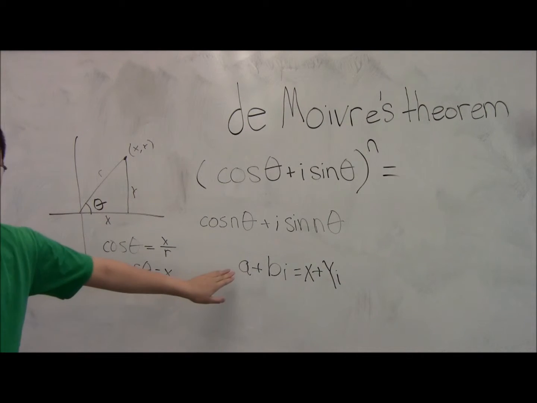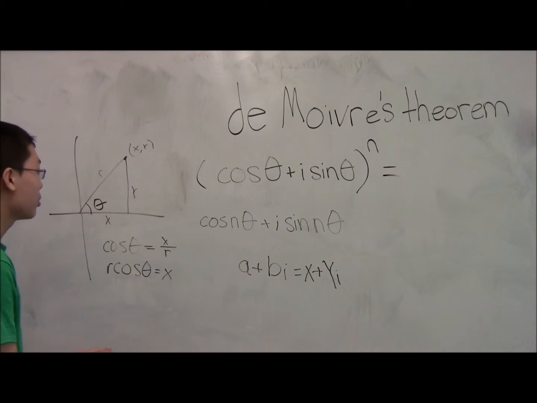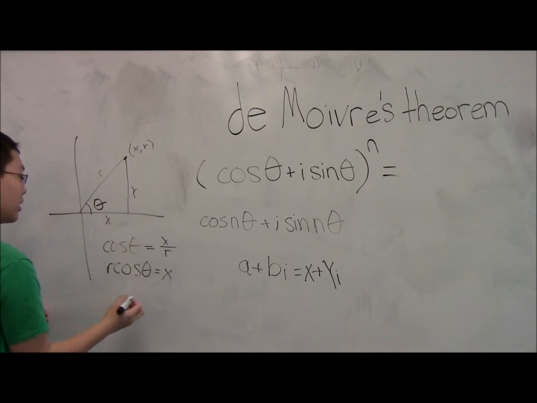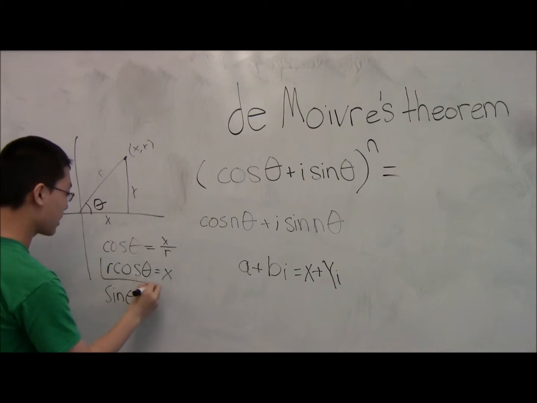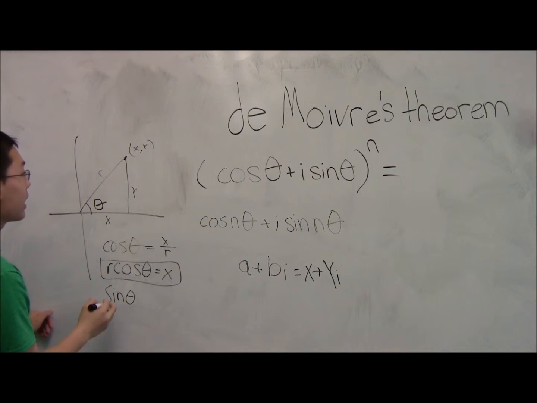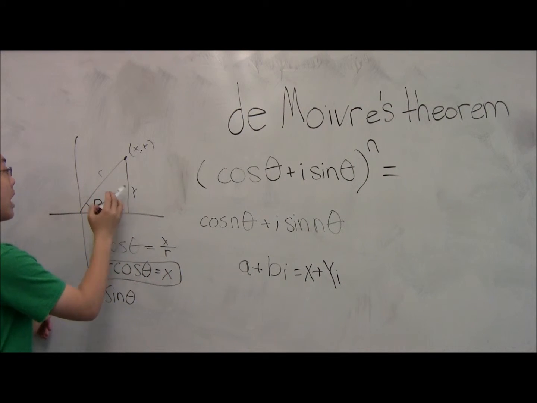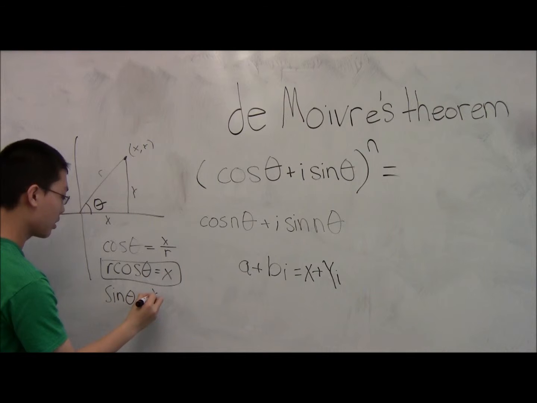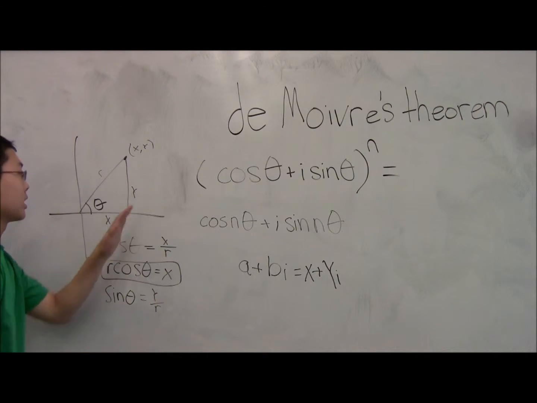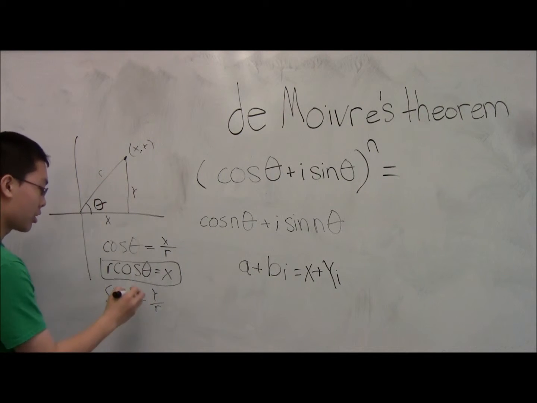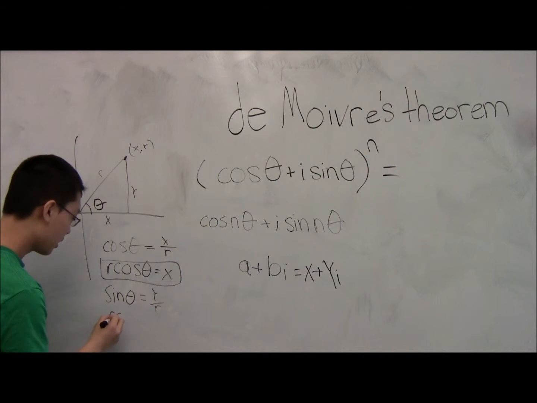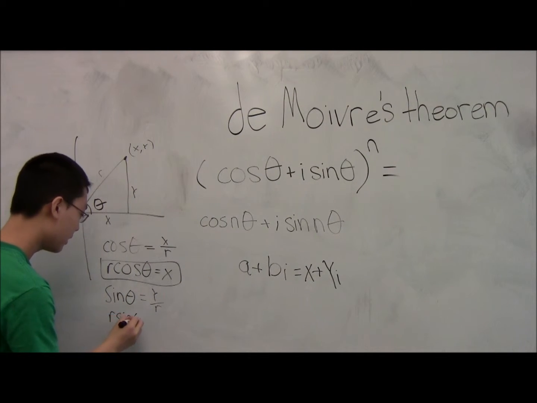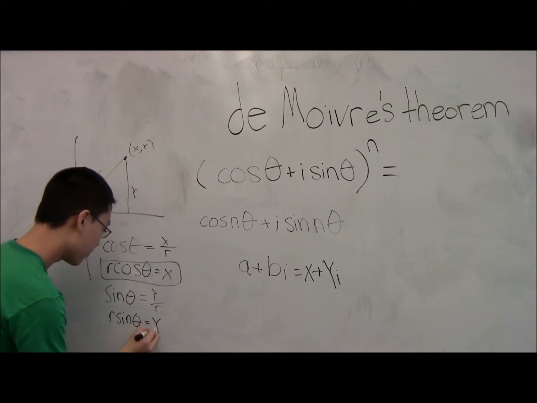This we can plug back in later. We can also do the same thing with y. Let me box this. Sine of theta equals y over r, equals opposite over hypotenuse. So r sine of theta equals y.